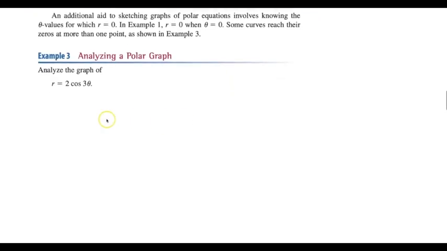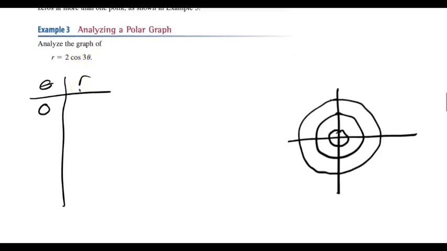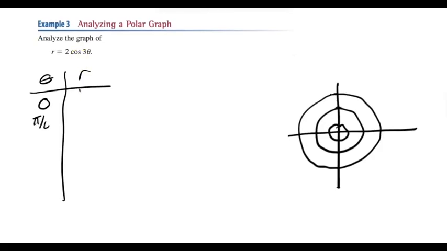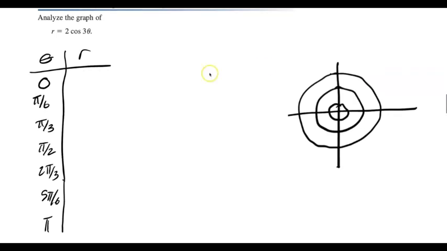Let's analyze another graph, 2 cosine 3 theta. Make a table for this graph, theta and r. Let's go at 0. I think this one, if I plug in pi over 3, it might actually work. But let's do pi over 6, pi over 3, pi over 2. Then the next one will be 2 pi over 3, 5 pi over 6, and then pi. Now, I'm going to try to do a lot of it on the top half, and not do the back half because it's a cosine, so it should be symmetric about the polar axis, that line there. So I'm going to do a lot of the top ones and then see what happens.